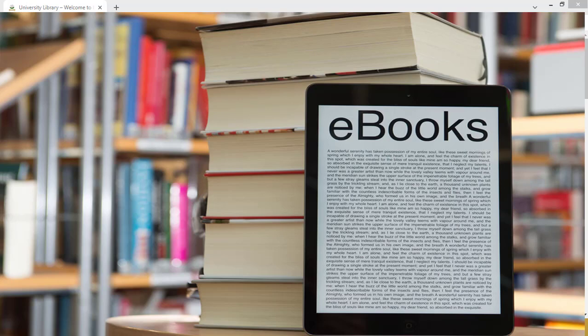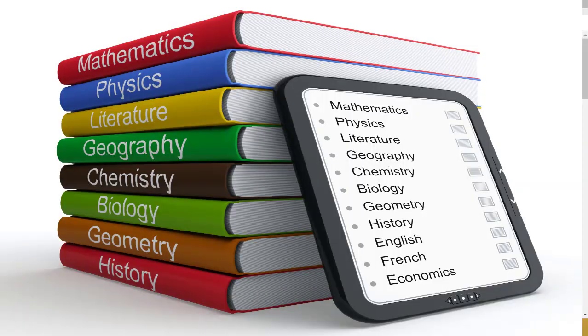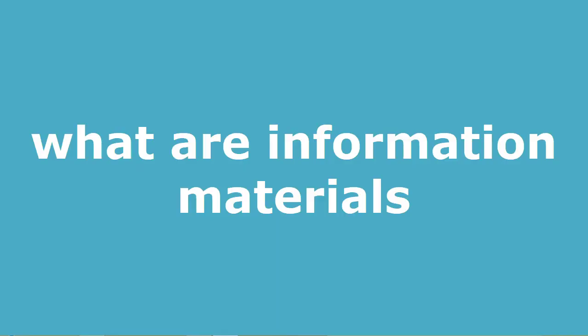So in a nutshell, we are saying that you can read a book using your laptop, you can read a journal using your laptop, you can read a magazine, a newspaper, or even a pamphlet using your smartphone. So these materials that you can access using your digital device are what we are referring to as electronic resources.